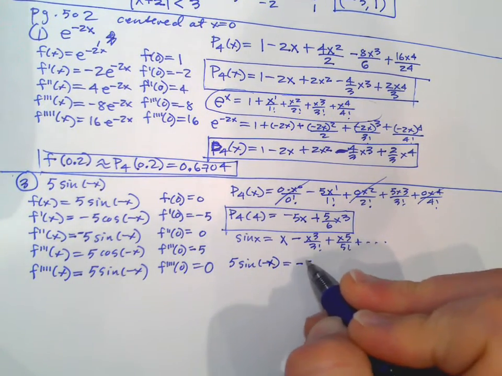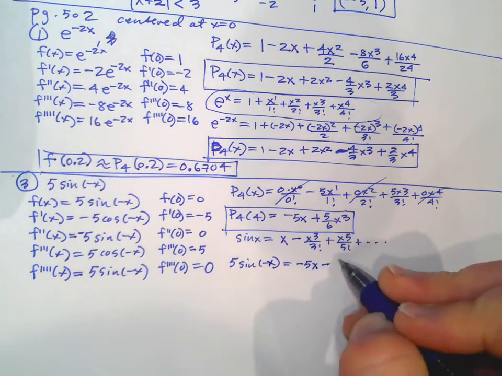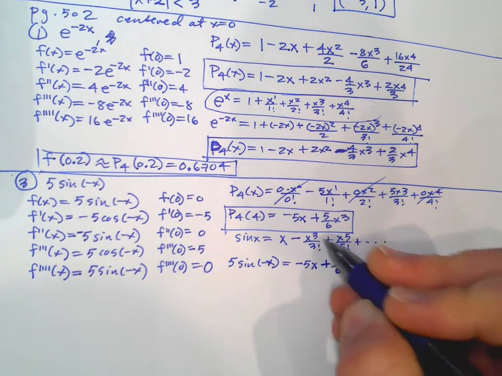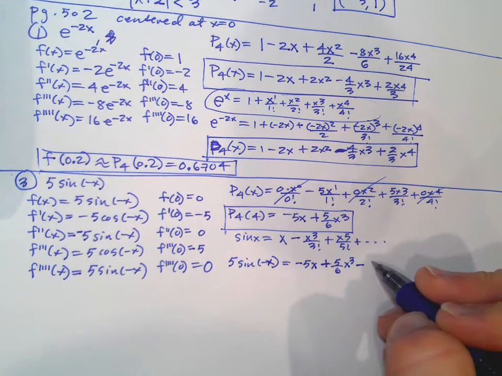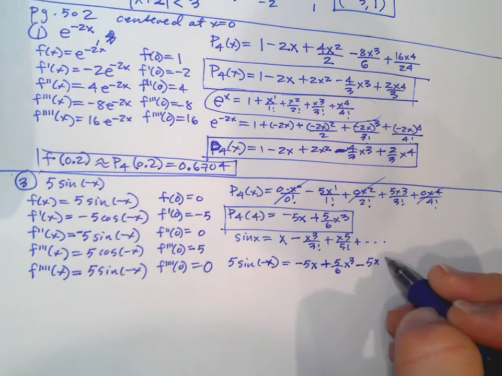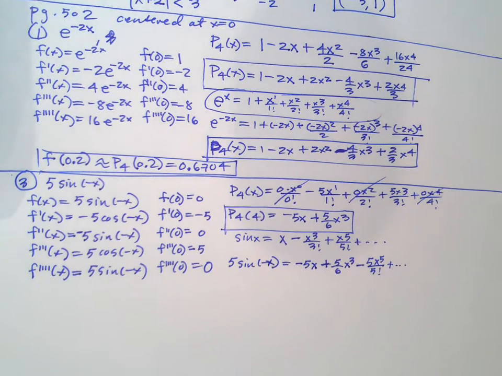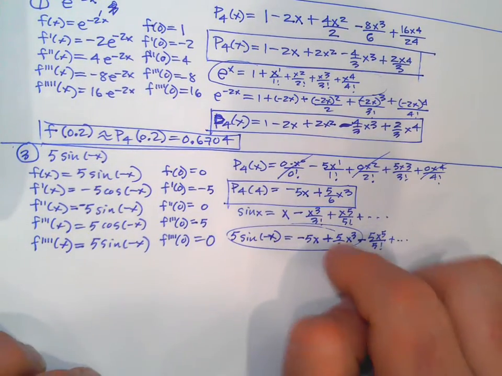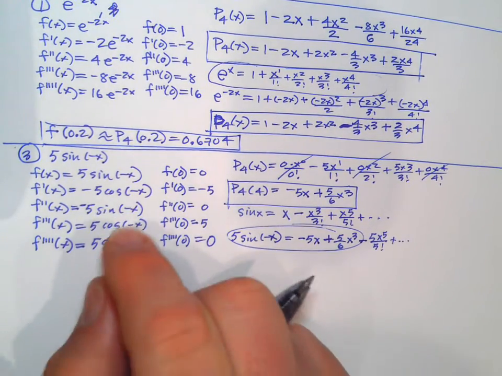So it's going to be negative 5x minus 5/6 x cubed. Well, actually plus, because the negative gets cubed. It's a negative times a negative. And this one would be minus 5x to the fifth over 5 factorial, and so on. So you could have gotten it that way. I'm just trying to show you both ways. As much as we can, we're going to do this shortcut in the future, but it's really good to know that you can do all of them this way. And you're going to have to do it this way for a lot of them.